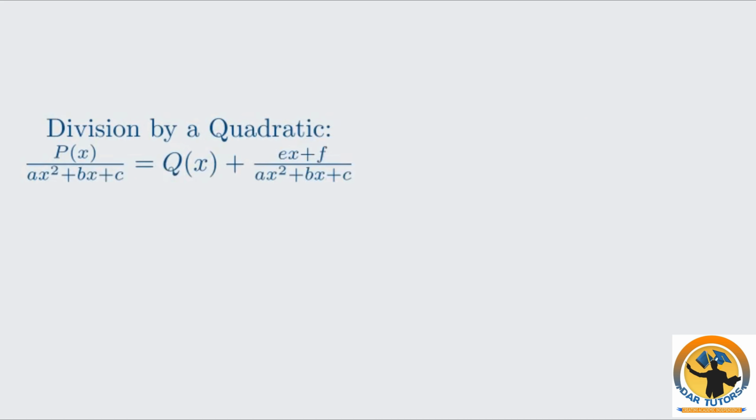The only difference is that the remainder will have a degree less than the divisor. For example, if we divide by a quadratic, the remainder will be a linear polynomial, ex plus f, or a constant if e is 0. We have now learned how to perform polynomial long division, including the important step of using zero coefficients, meeting our final objective.